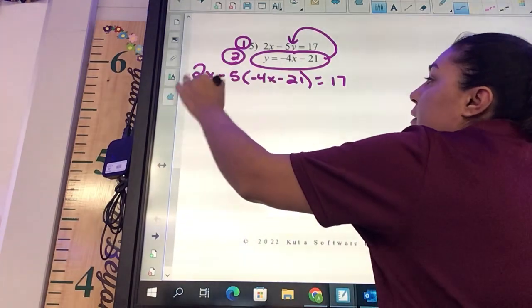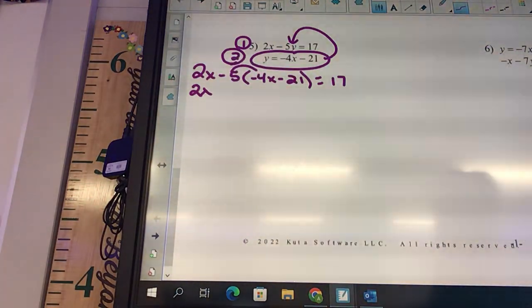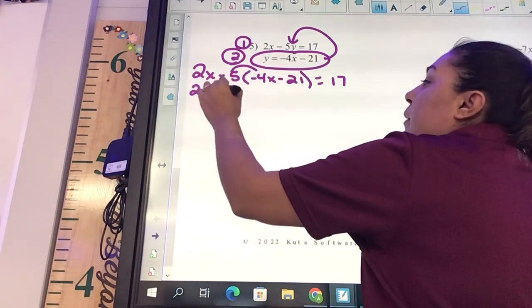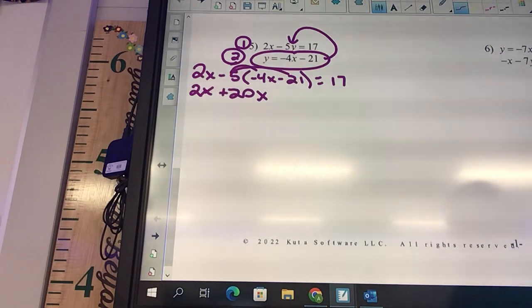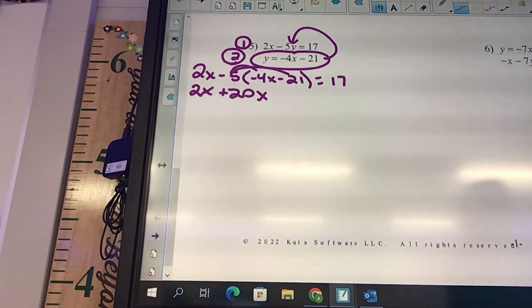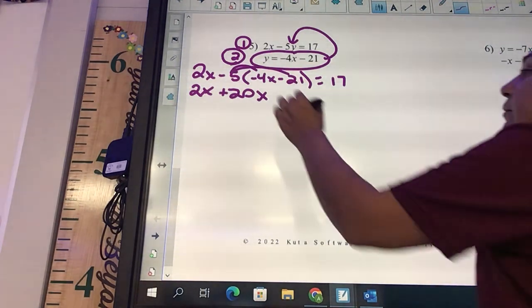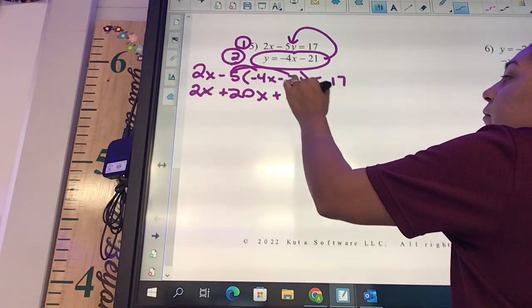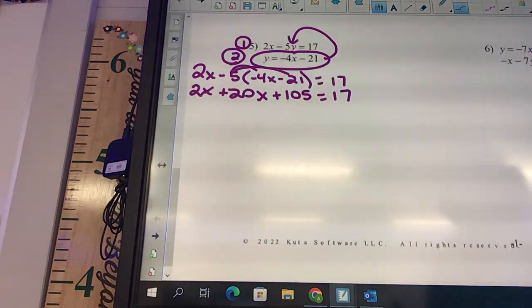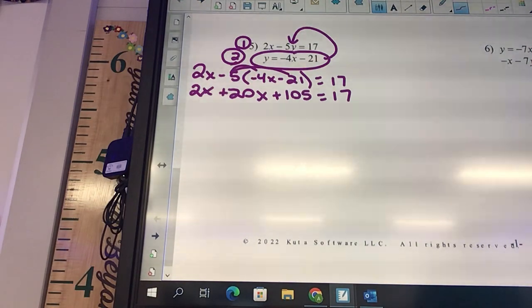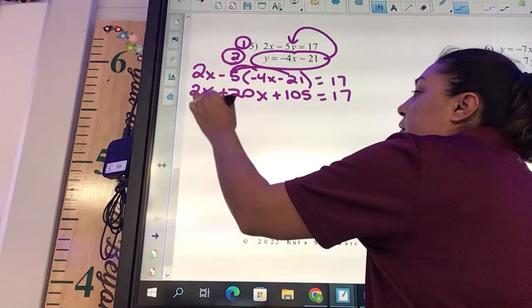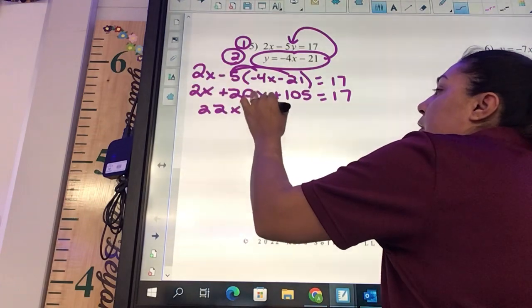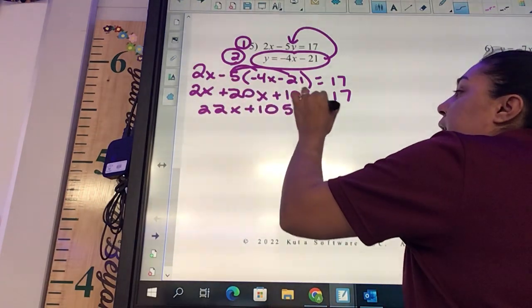Your next step is going to be to do what? Distribute. So I'm going to have 2x, negative 5 times negative 4 is positive 20x. Negative 5 times negative 21, I don't know what that is. 105. Our next step is to do what? Combine. So 20x and 2x is going to be 22x plus 105 equals 17.